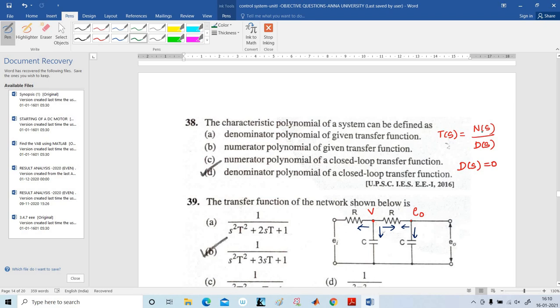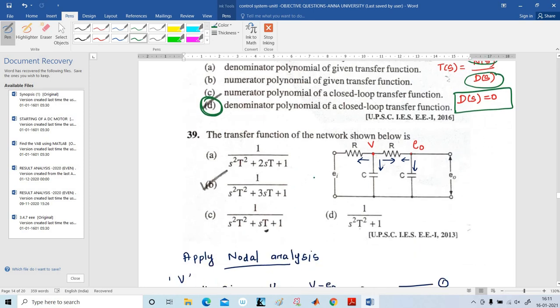Next, the characteristic polynomial of a system can be defined as T of S is equal to N of S divided by D of S. N of S is the numerator polynomial, D of S is the denominator polynomial for the closed loop system. Denominator polynomial of the closed loop system equal to 0 is known as the characteristic equation of the polynomial.